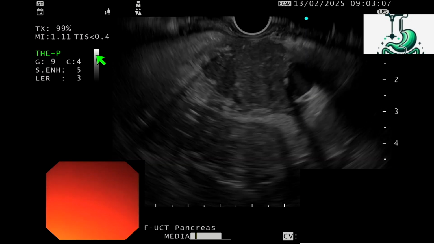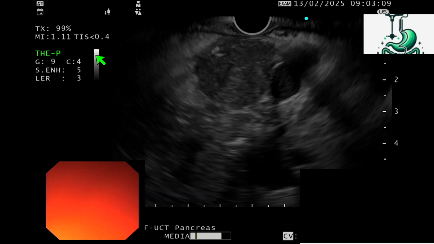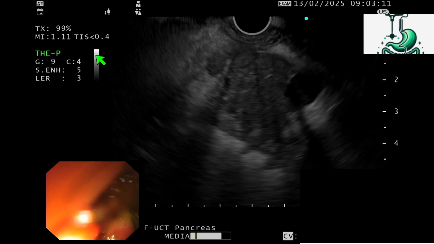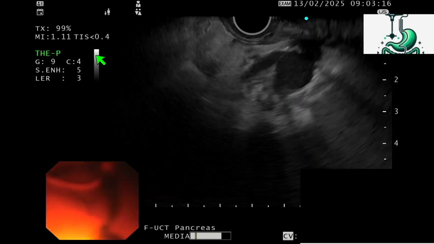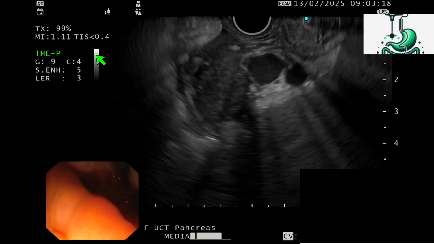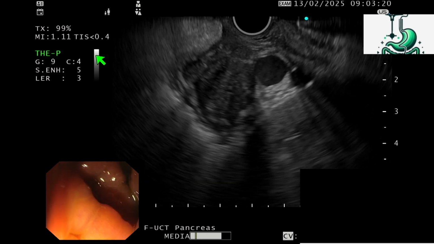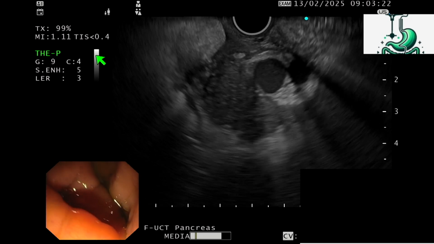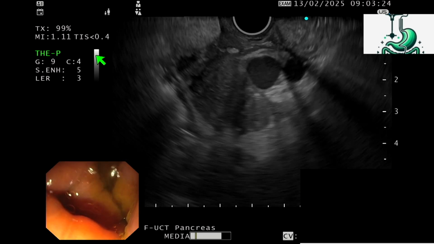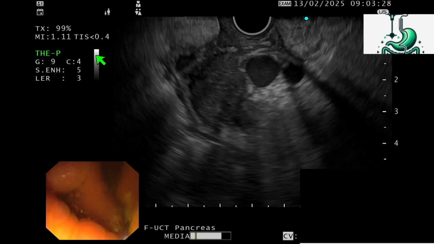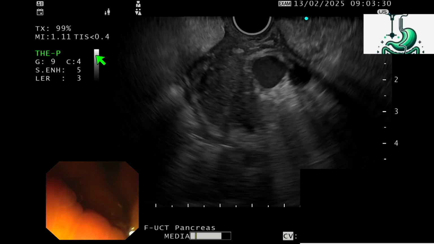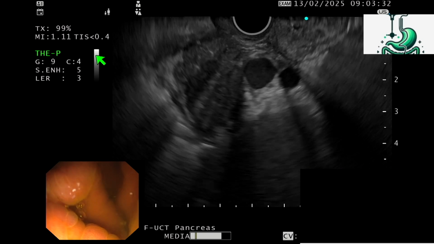But here I am seeing a pattern where the pancreas is a sausage-shaped pancreas. You can see from here, from the spleen, that the pancreas is diffusely enlarged, and it looks like a sausage. And the duct is not uniformly dilated. It is dilated at some place and then getting narrow.